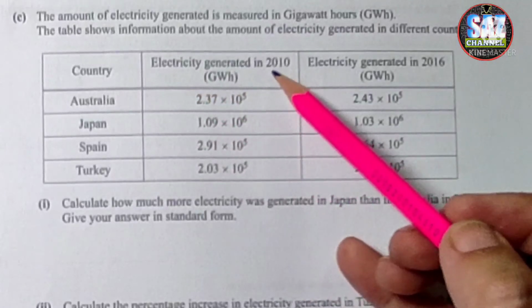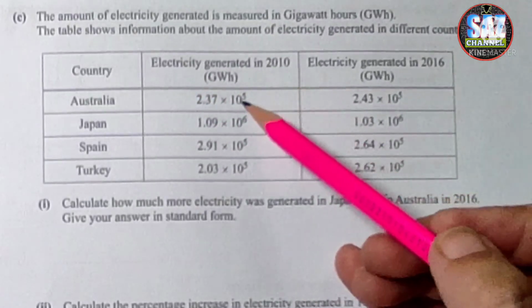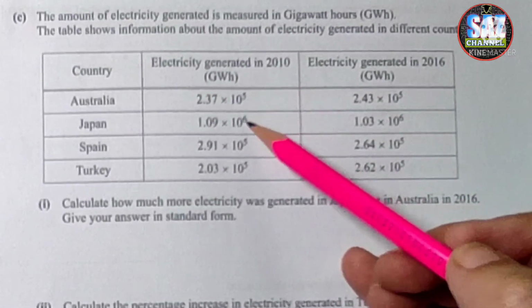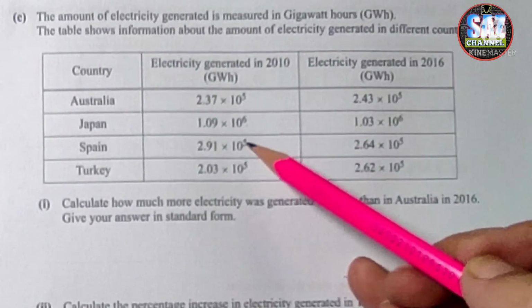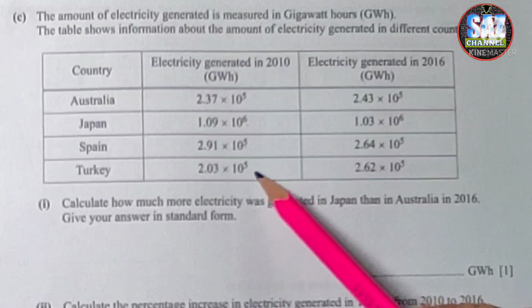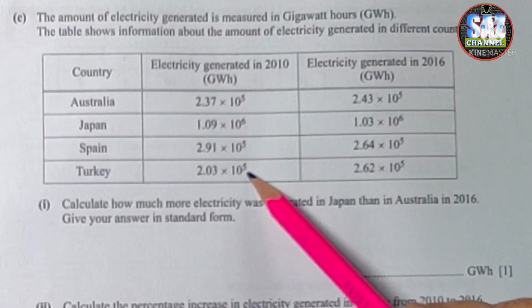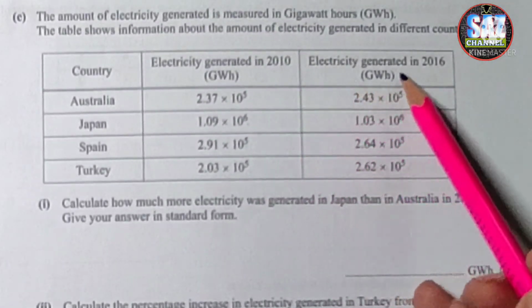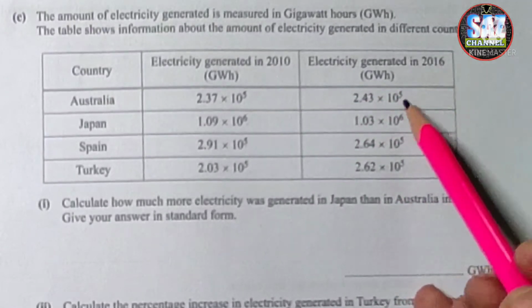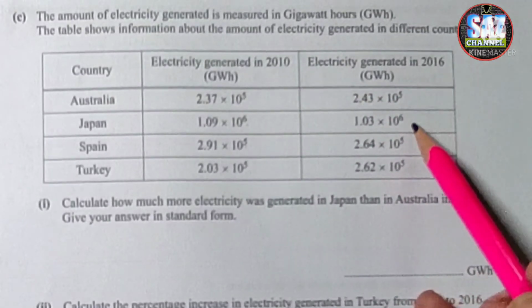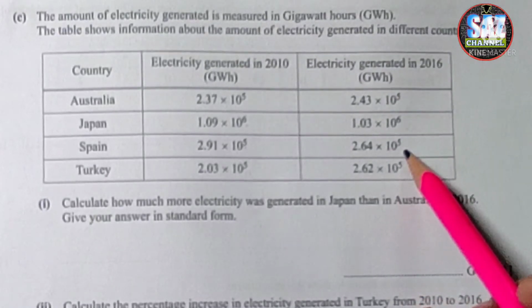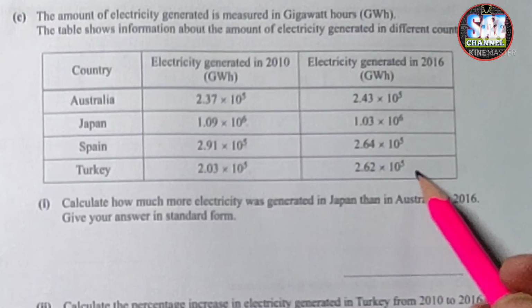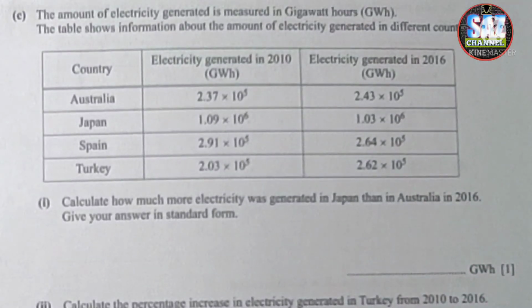Electricity generated in 2010: 2.37 multiplied by 10 raised to the power 5, 1.09 multiplied by 10 raised to the power 6, 2.91 multiplied by 10 raised to the power 5, and 2.03 multiplied by 10 raised to the power 5. And electricity generated in 2016: 2.43 multiplied by 10 raised to the power 5, 1.03 multiplied by 10 raised to the power 6, 2.64 multiplied by 10 raised to the power 5, and 2.62 multiplied by 10 raised to the power 5.